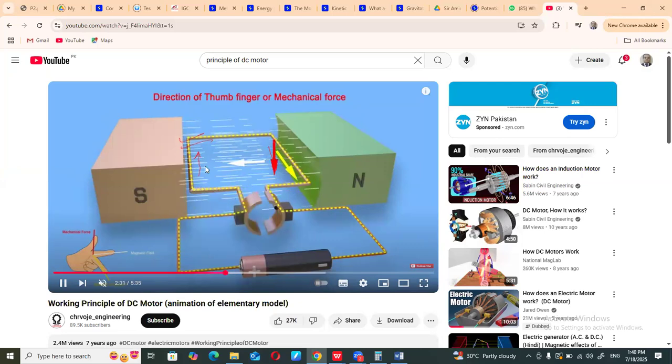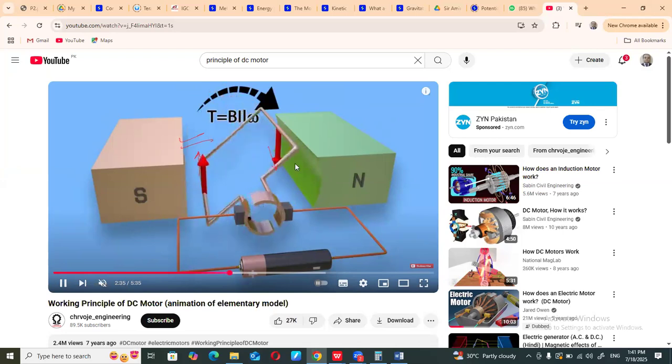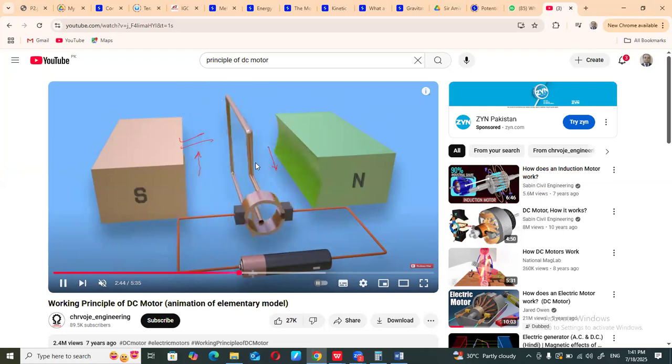So what will happen as these two forces are applied, one upward on that side and one downward like this? You will see that this armature will rotate in the clockwise direction. These two forces are of equal magnitude, and because they are equal in magnitude and try to rotate an object, we call that a couple force. Now this couple force is rotating the armature in the clockwise direction.